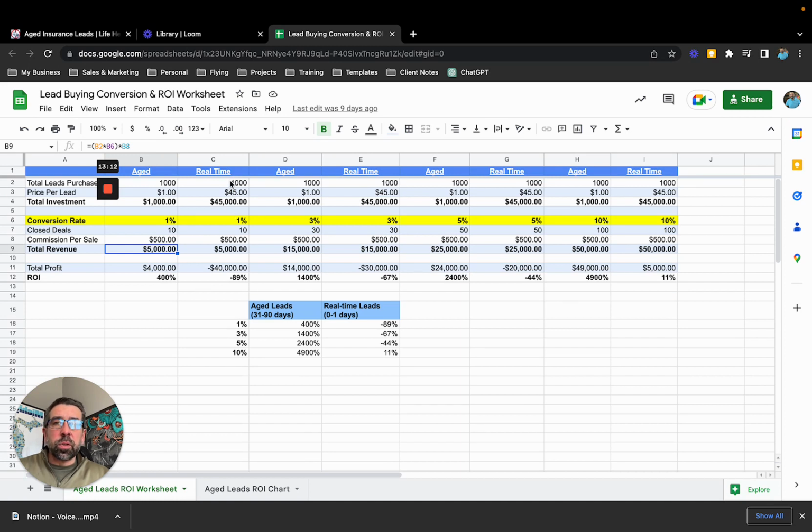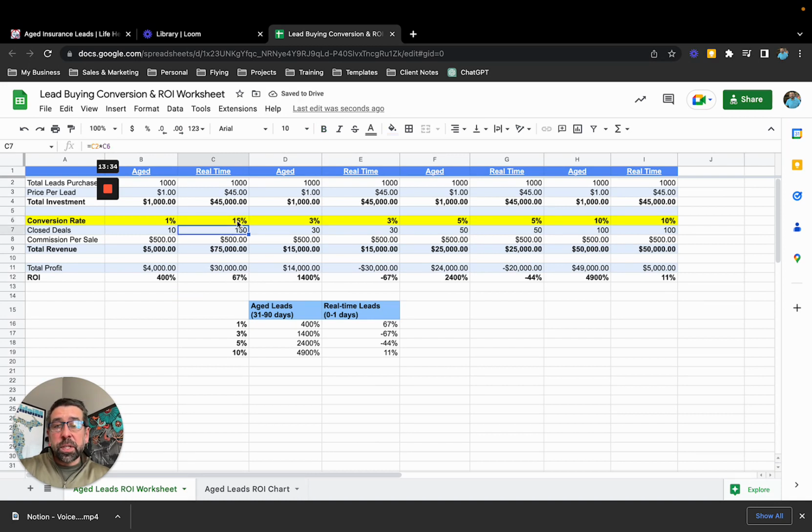This is also what's really important to compare. Like I said, side by side, I'm comparing aged to real-time leads. So a real-time lead is about $45. Maybe that conversion is going to be higher, right? So we could take this to 5. But you can see I'm still at a negative ROI, right? I have to get a crazy number to turn that to a positive number, right?